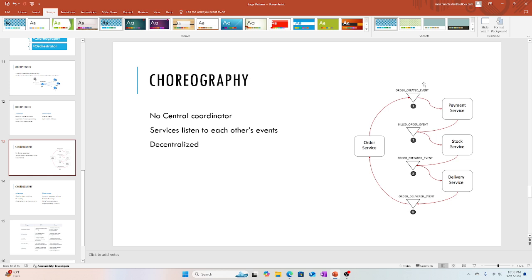So there is no coupling and there is no central point of coordination. Each service will produce events and consume events. Based on events, all services work seamlessly. So this is a decentralized way to achieve the Saga pattern.